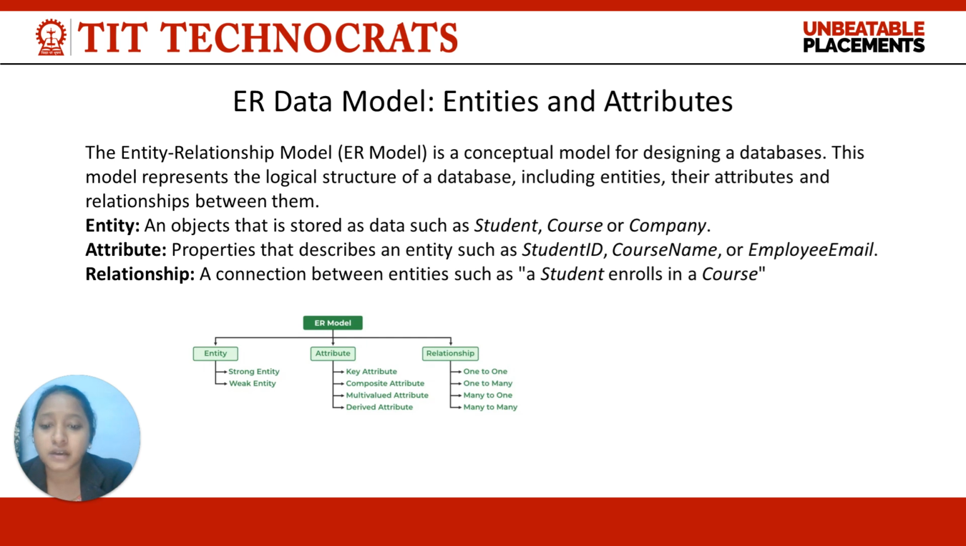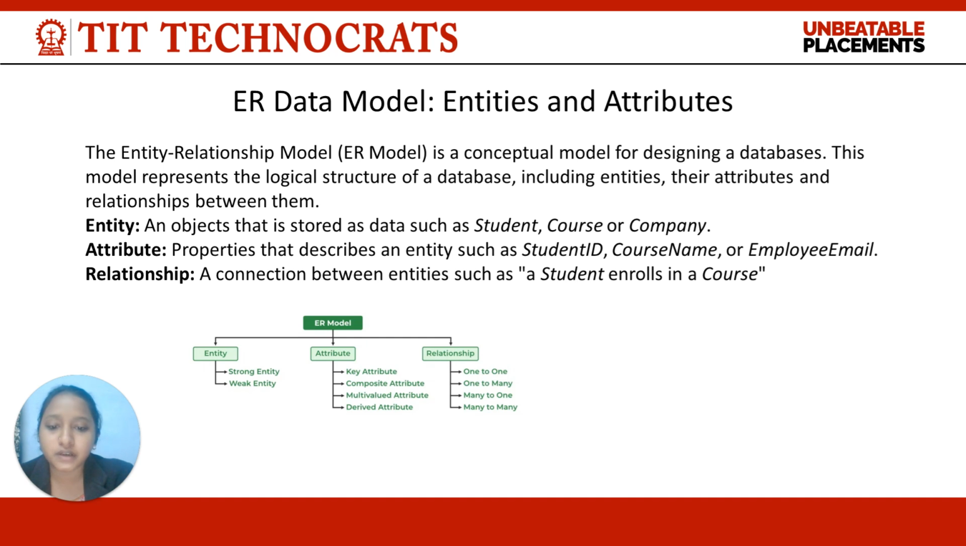Finally we have relationships. A relationship shows how two or more entities are connected. For instance, a student enrolls in a course or an employee works for a company. In an ER diagram, relationships are represented by diamonds connecting the entities. And the relationships are one to one, one to many, many to one, and many to many.